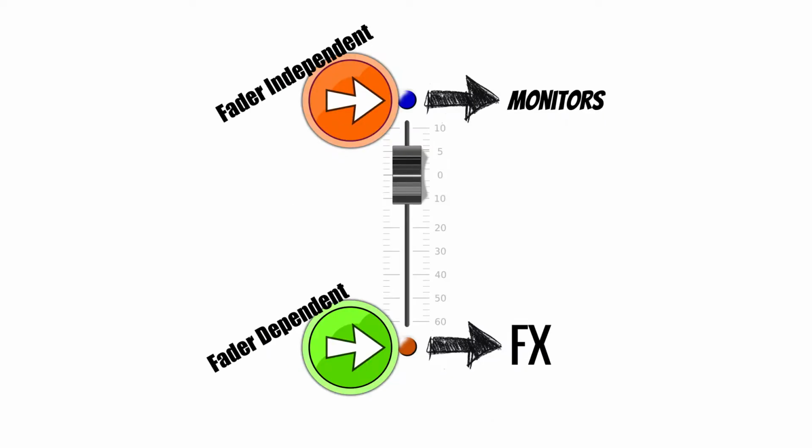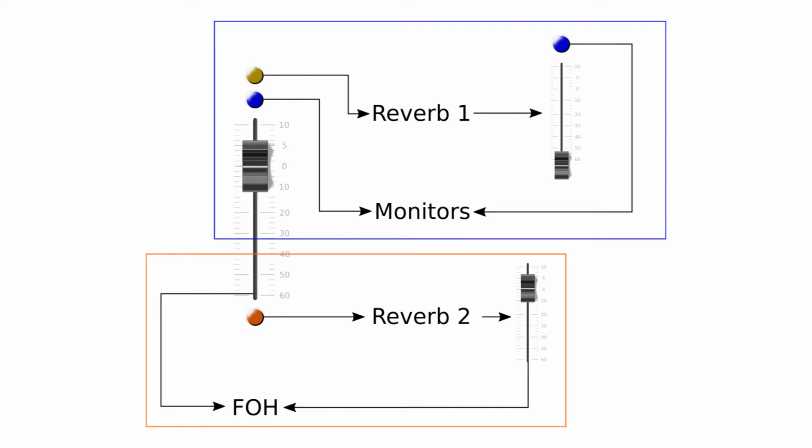Now, you typically don't want the monitors to track every level tweak made for front of house, but you do want the FX sends to be dependent on fader position. Otherwise, the wet to dry ratio would change with every fader adjustment. So what do? You can square the circle if you can change the pre-post send configuration to the effects buses, and if you can also have two reverbs.